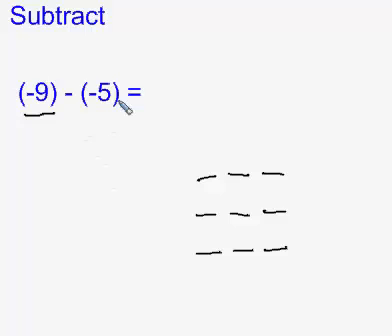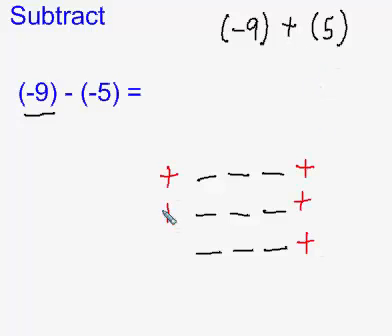One method to do the problem is to take the negative 9, leave it alone, and change the subtraction problem into an addition problem. If you changed the subtraction to addition, you'd also have to change the sign on the second number. Changing the sign on the second number would make it a positive 5. So one way to do the problem is to take my 9 negative chips and then add on 5 positive chips. So here I've added 1, 2, 3, 4, 5 positive chips.